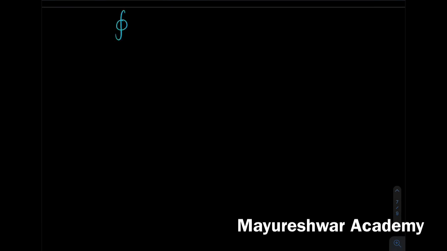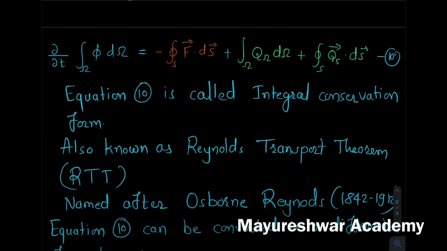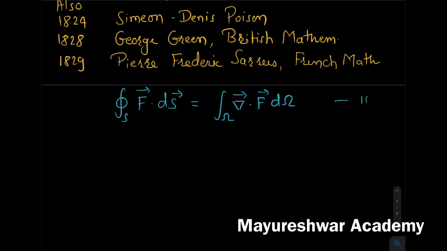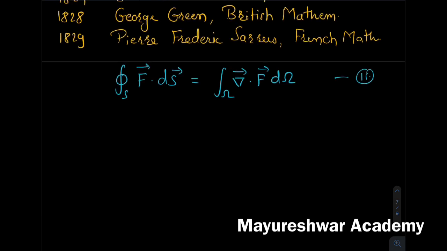So the last one is actually Gauss theorem. What it says is that the surface integral of f bar dot dS bar is equal to the integral over omega of del bar dot f bar d omega. So let us correct this del bar. We all know the operator del bar, which is partial over partial x i cap plus partial over partial y j cap plus partial over partial z k cap. So let us call this 11.